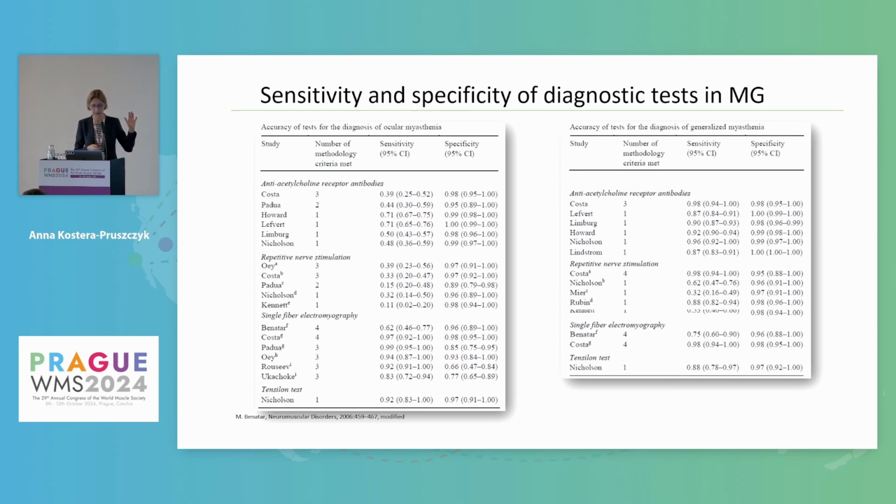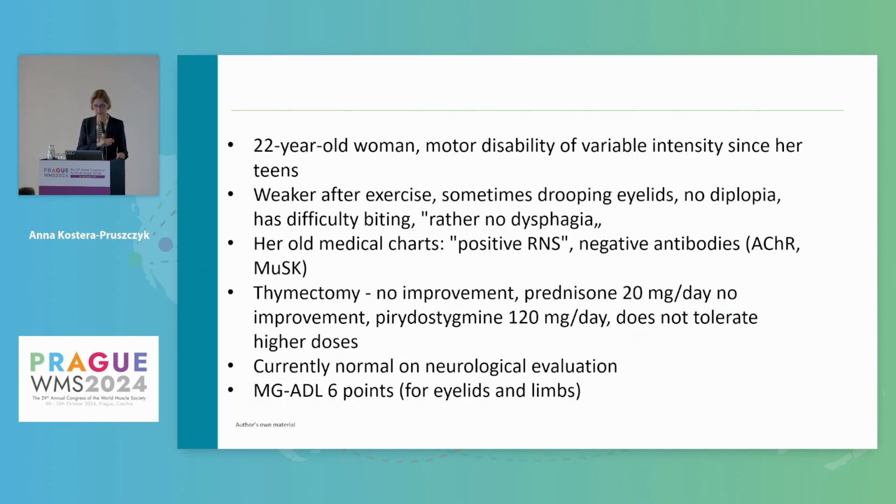On the right side, the ocular myasthenia, on the left, generalized myasthenia, and of course, very good sensitivity for generalized myasthenia patients, but it's really not easy to confirm MG in an ocular patient with repetitive nerve stimulation test alone.